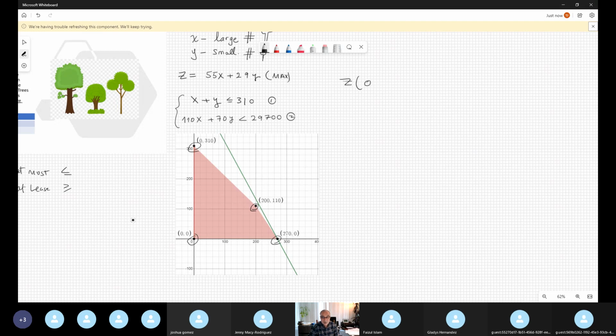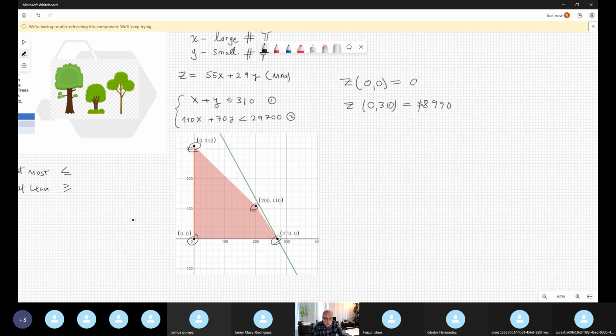And 0, 0 is obvious, that is 0 money, not good. And this corner is 0, 310, under the supposition that you sell 0 large and 310 small. Remember, our maximum available to sell is 310. At least the problem says so. When you plug it in, 55 times 0 is 0, 29 times 310 is 8,990. This is the total money.